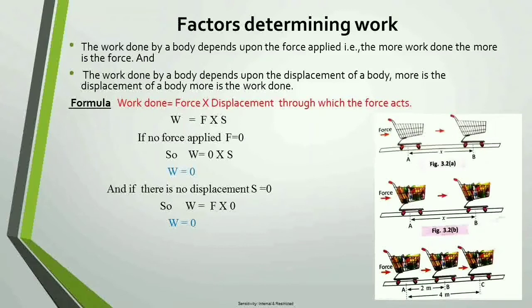So we can see that if there is no displacement, work is not done. So in that way, we can see that work is done by exerting a force which causes displacement in its own direction. So in that way, these factors determine the work. Clear? And these factors are force and displacement.